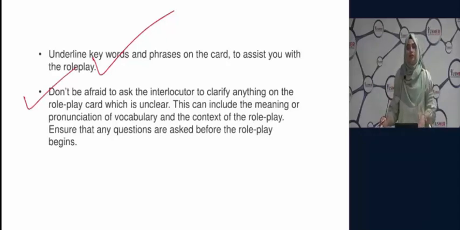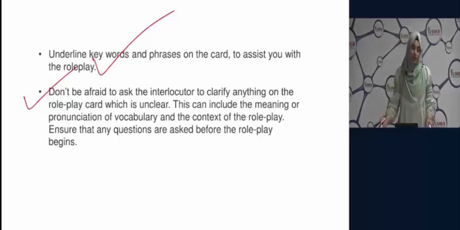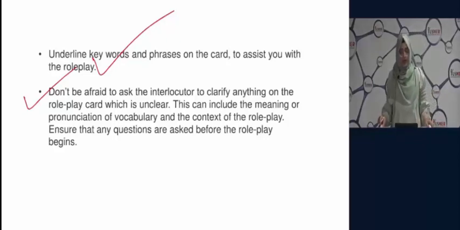Don't be afraid to ask the interlocutor to clarify anything on the role play card which is unclear. If there is something which is unclear, you can ask the examiner during the 3 minutes before the examination begins. This can include the meaning or the pronunciation of vocabulary and the context of the role play. Ensure that any questions are asked before the role play begins.